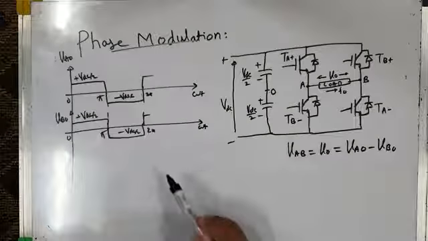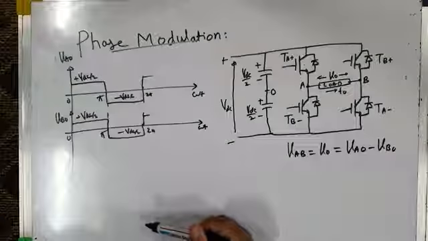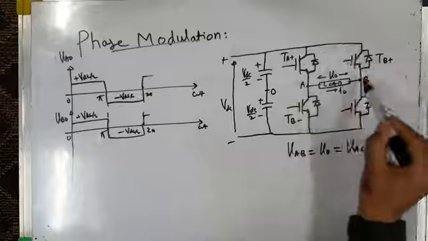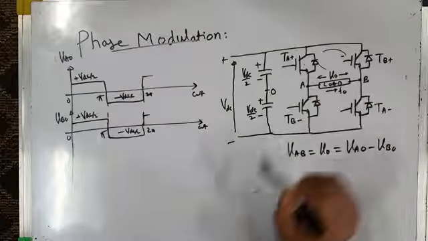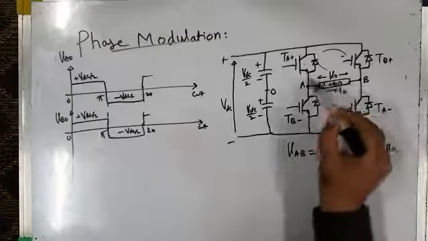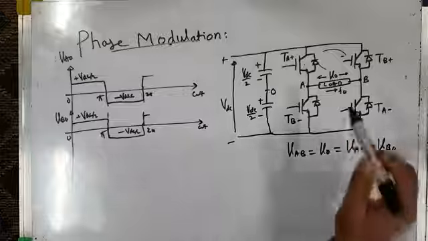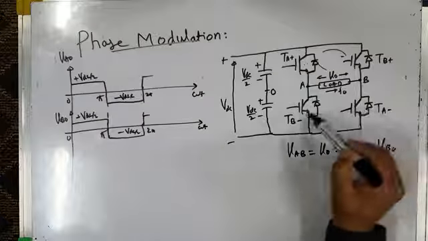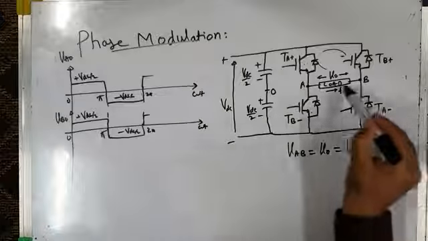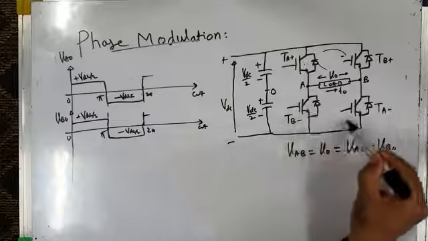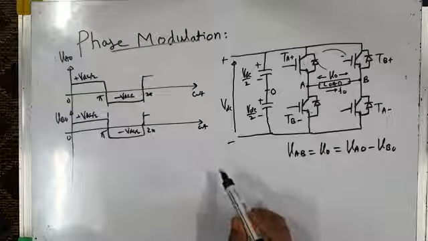So in the positive half cycle, the switches TA plus and TB plus are turned on, and the load gets short circuited by these two switches, and current may flow in either direction. When the load is shorted by these two switches, the load voltage becomes 0. Similarly, in the negative half cycle, the two switches TB minus and TA minus are turned on, and the load gets shorted by these two switches, and load current may flow in either direction. So VAB or V naught is equal to 0.